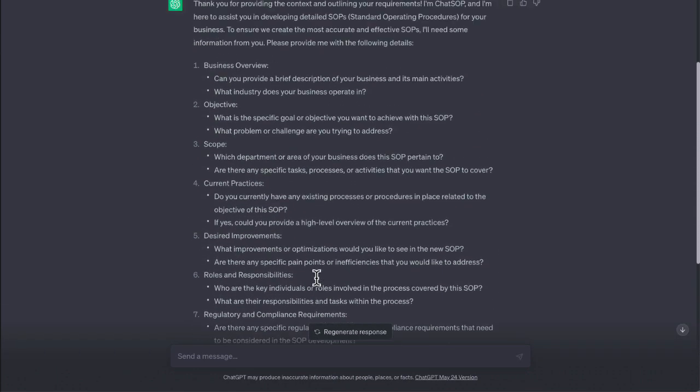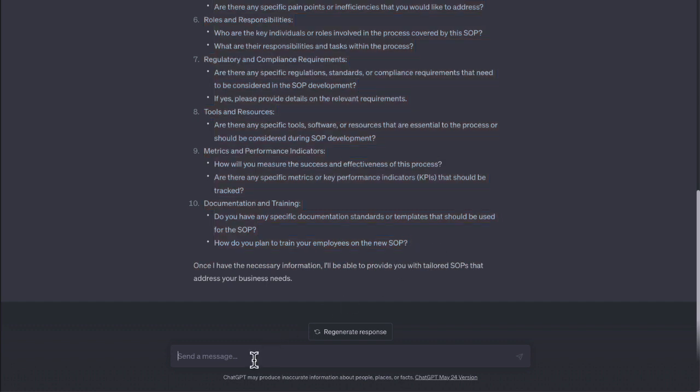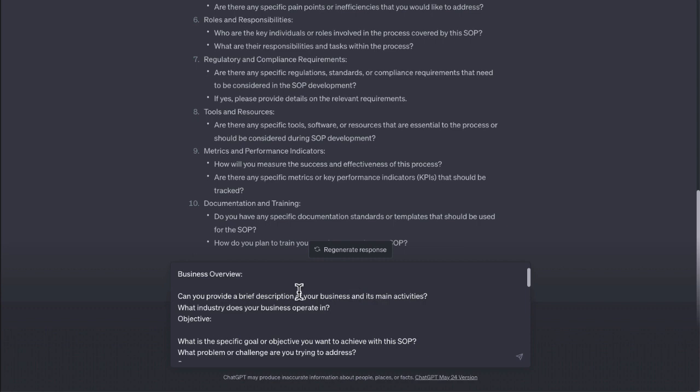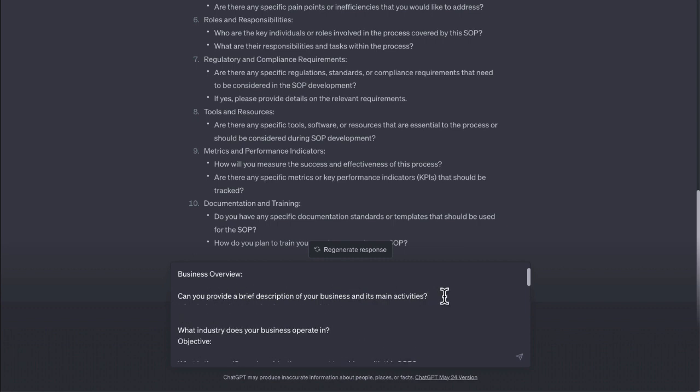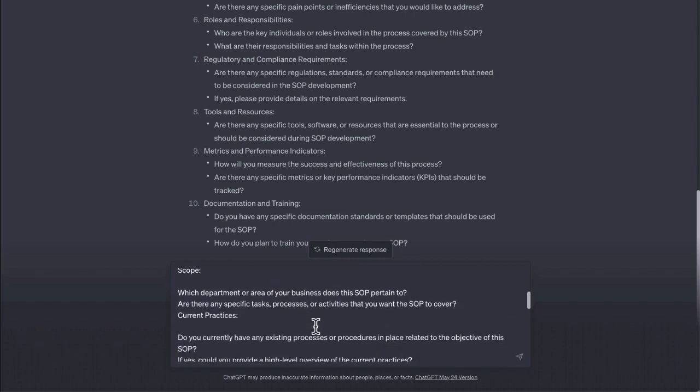And so the best way to proceed with something like this is actually just to take all of this, copy it, and then I would paste it in here, and I'd work my way down the answers. So can you provide a brief description of the business and its main activities? Let's see, we're a dry cleaning retail store. We accept people's clothes and send them out to our wholesaler who cleans them. Okay. Right, so we can continue, obviously, with the balance of these, but that's really all you're going to be answering.